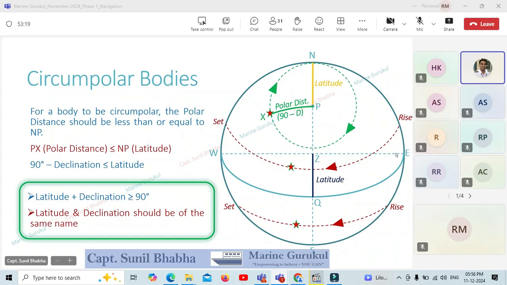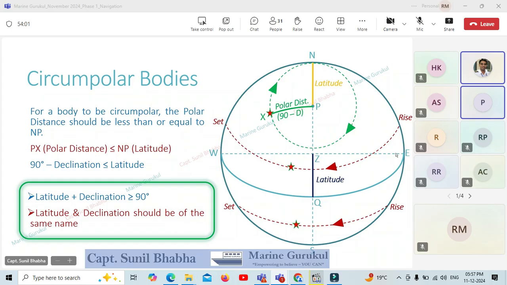Any doubts, beta? Sir, in this diagram, initially you said when the latitude and declination are different names, there was one statement I just could not understand, sir. If latitude and declination are different, then its circle will be passing through the other side of the pole, sir. Other side of the pole. So when these are different in the names, sir.